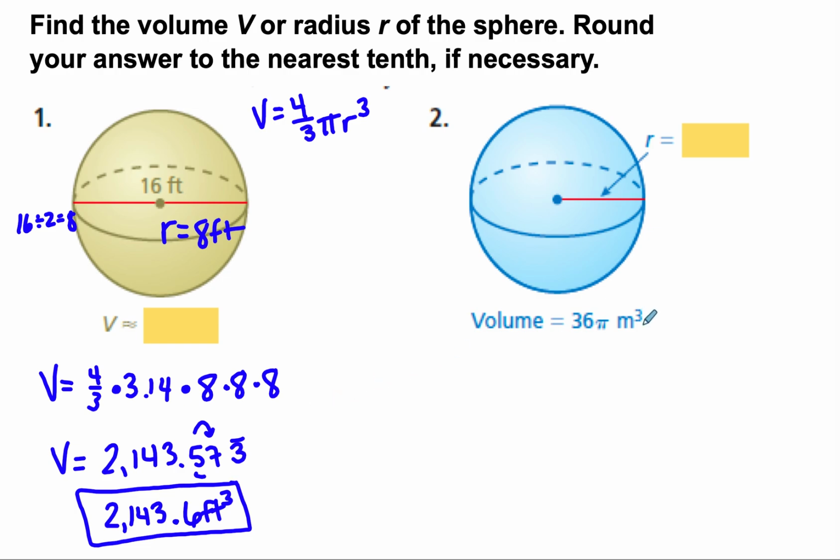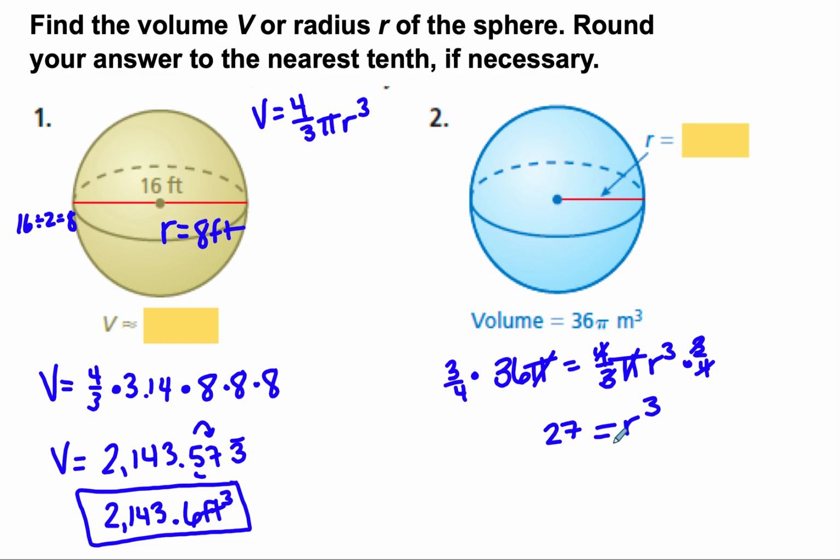All right. Let's go ahead and try this next one. So I'm going to take the information they give me, the volume, and put it into the formula. 36 pi equals 4/3 pi r cubed. Since they give it to me in pi terms, I'm going to leave pi as a variable. I'm going to cross out pi on both sides. Then I'm going to multiply both sides by 3/4 to cancel out the 4/3. The 4's cancel out, the 3's cancel out. It leaves me with r to the 3rd power. And then when I do 3/4 times 36, I get 27.